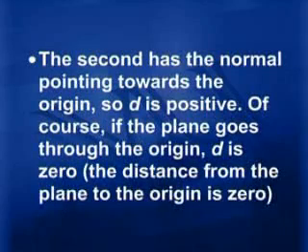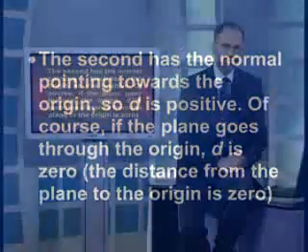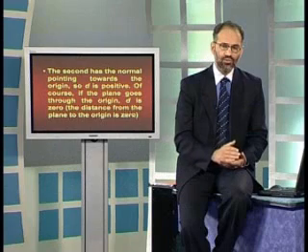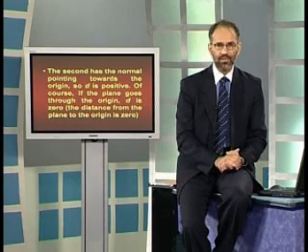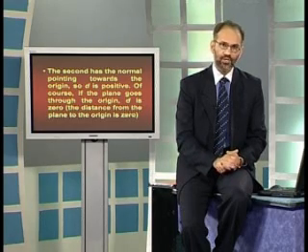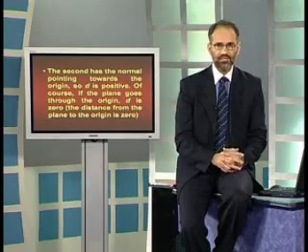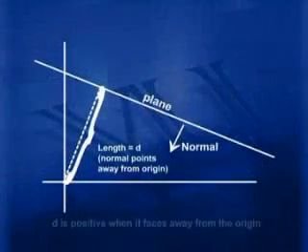The second example is when we have the normal pointing towards the origin. So D is positive in that case. Of course, if the plane goes through the origin, D has to be 0, as we have already discussed, because the distance from the origin to that plane would be 0, as the plane would be passing through the origin rather than staying away from it. So now we know that if a plane's normal is sticking out of its surface and pointing away from the origin, then distance D would be negative. And if the normal is pointing towards the origin, then distance D would be positive. And this is the second example.